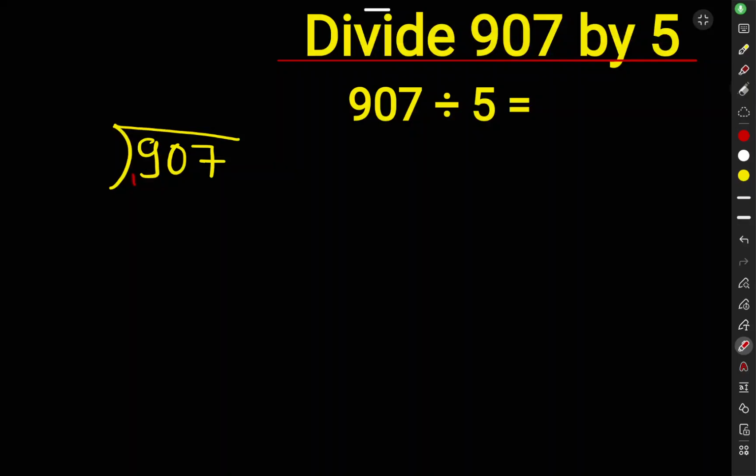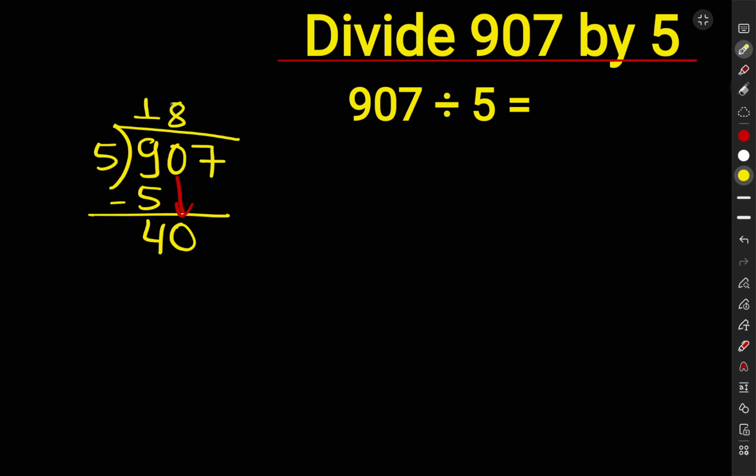We divide 907 by 5 in a long division method. 5 times 1 is 5. On subtracting we get 4. So now we put down this 0 and it is 40.